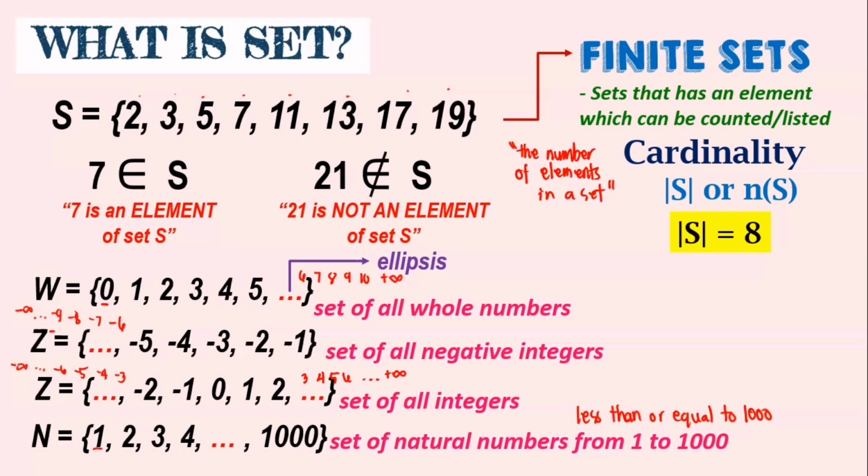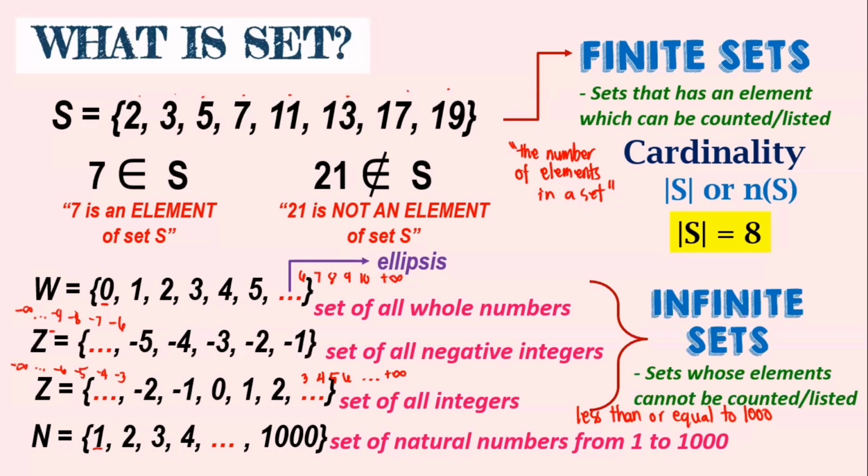Okay, so now, if we have finite set, of course, meron tayong tinatawag na infinite set. So ano naman yung infinite set? Ito naman yung mga sets na yung elements ay hindi natin kayang bilangin or malista. Katulad nitong set of whole numbers, set of all negative integers, set of all integers. So yan yung mga types ng infinite sets natin because we don't know hanggang saan yung kanyang elements.